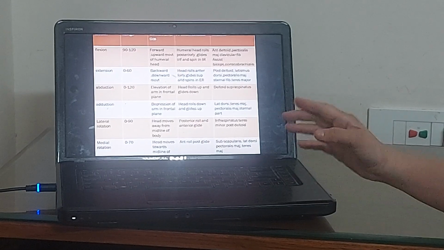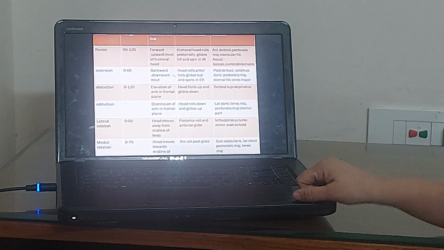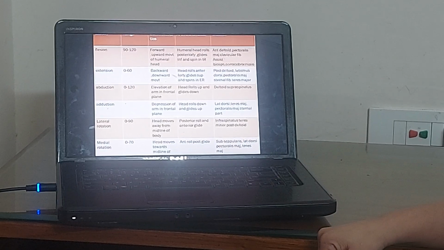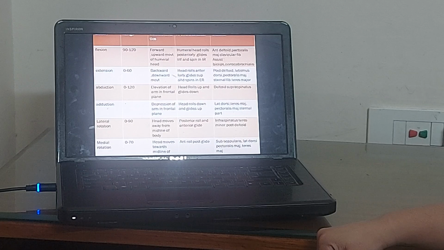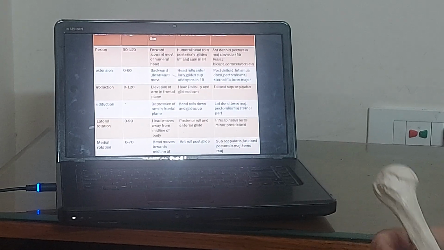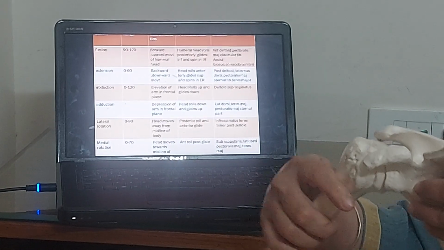Extension is 0 to 60 degrees, and these are the muscles. You can see the muscles responsible for shoulder flexion: anterior deltoid, pectoralis major clavicular part, assisted by biceps and coracobrachialis. Whereas extension is done by posterior deltoid, latissimus dorsi, pectoralis major sternal fibers, and teres major during maximum contraction. Fine. Now let us see what happens in abduction.